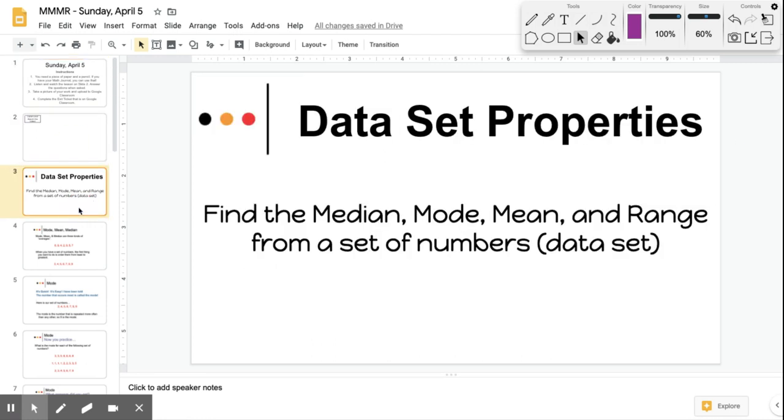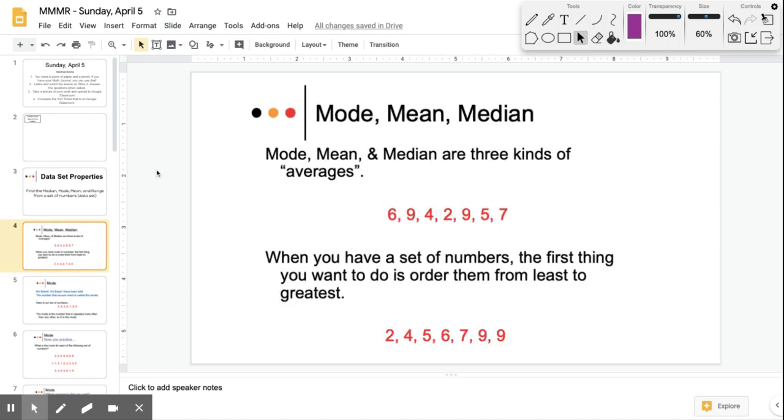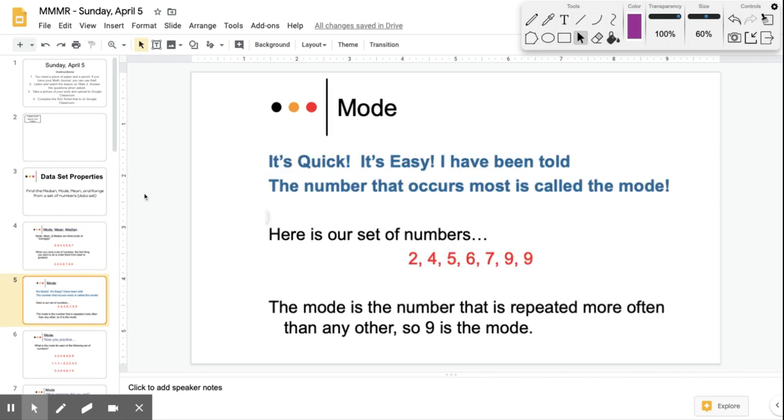We are going to be talking about data set properties. We will find the median, mode, mean, and range from a set of numbers. Mode, mean, and median are three kinds of averages. When you have a set of numbers, the first thing you want to do is order them from least to greatest. So as you can see, if you were given a random set of numbers that are mixed up, the first thing you need to do is put them in order from least to greatest.